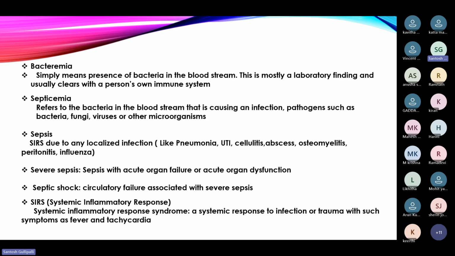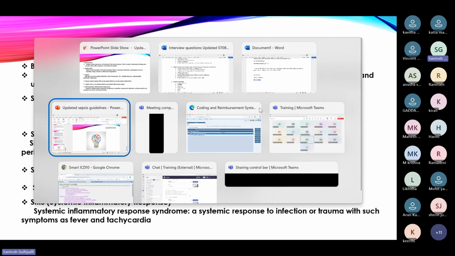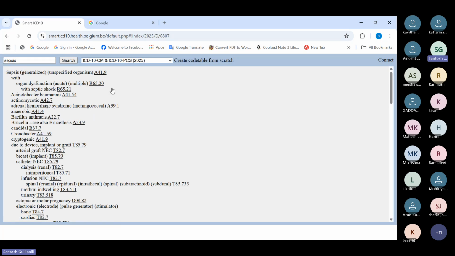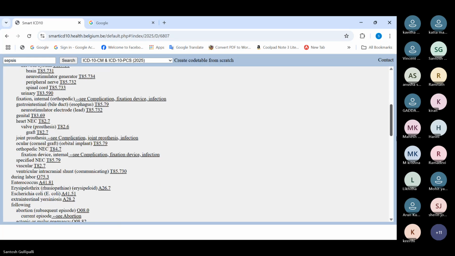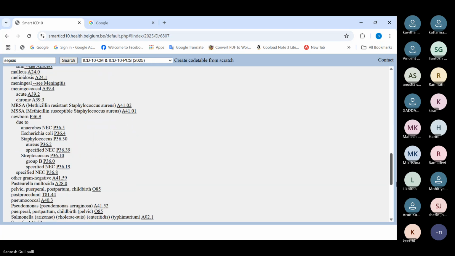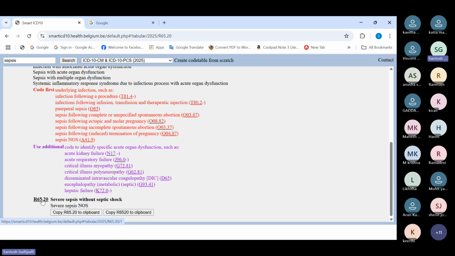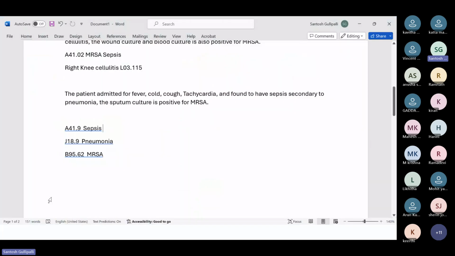When the physician documents severe sepsis, by default 2 codes are required. So for example, sepsis, severe. The diagnosis code is R65.20. For R65.20, code first the underlying infection, such as sepsis, for example. So the sepsis code is A41.9 and the additional code is R65.20. So the physician documented severe sepsis.